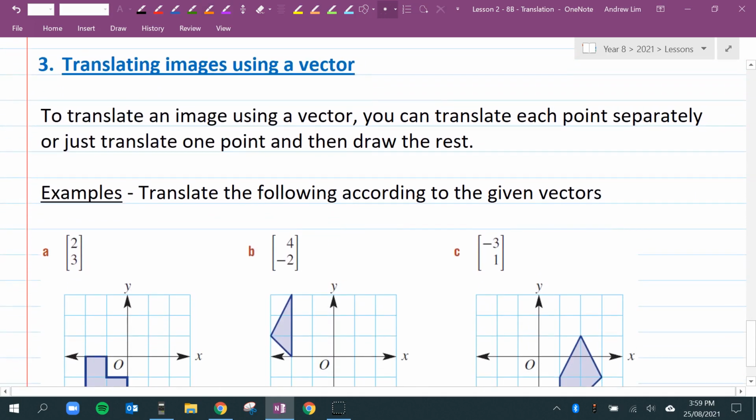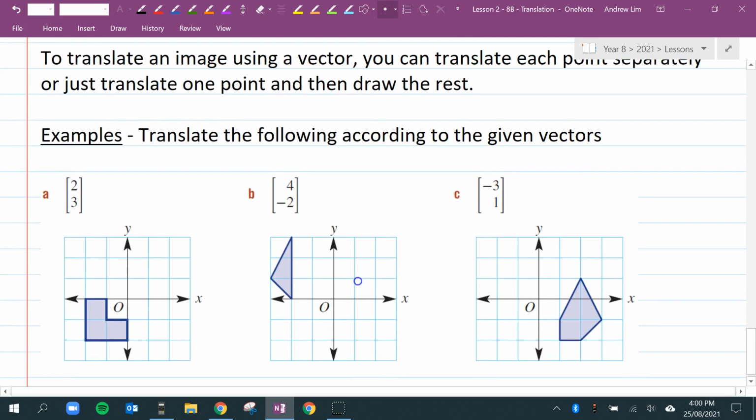Last part for this video, translating images using a vector. Now, to translate an image using a vector, you can translate each point separately, or translate one point and then draw the rest. So I'm going to do A and B with you. For question A, I'll translate each point separately. For point B, I'll just translate one point and then draw the rest. And then for part C, I'll pause the video and you can have a go with this one yourself, choosing whichever method you want to use.